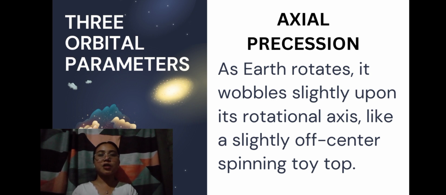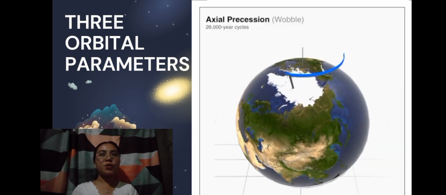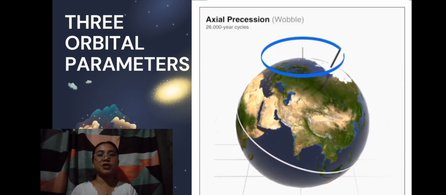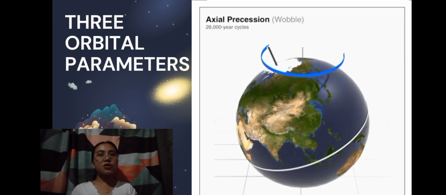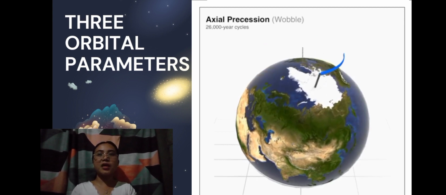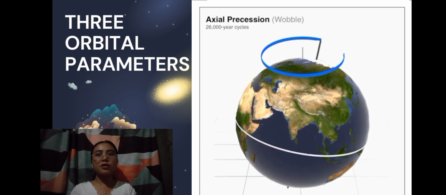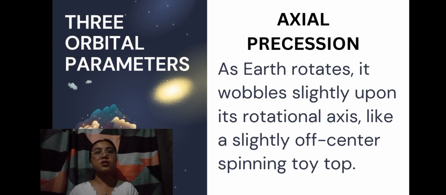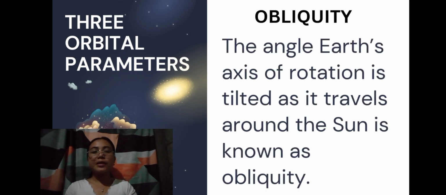Then the next one is the axial precession. As Earth rotates, it wobbles slightly upon its rotational axis, like a slightly off-center spinning toy top. As you can see, this is the movement of the axial precession. This wobble is due to tidal forces caused by the gravitational influences of the Sun and Moon, which cause Earth to bulge at the equator, affecting its rotation. The cycle of axial precession spans about 27,771.5 years.